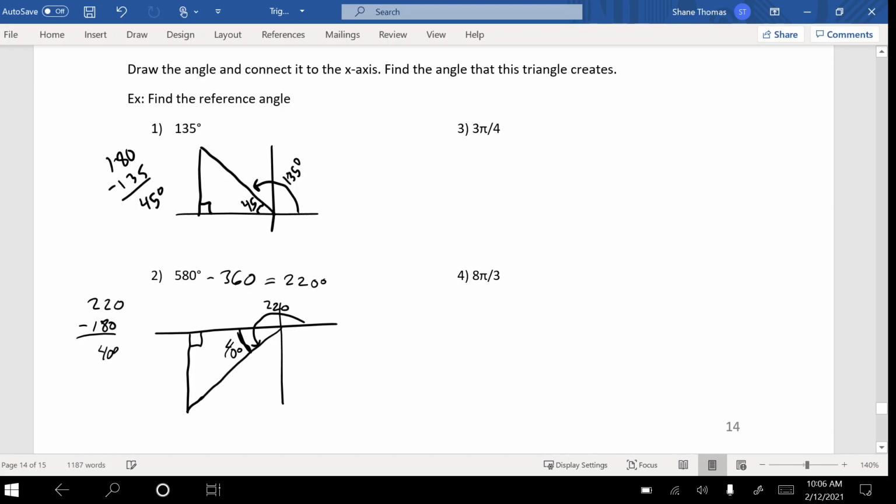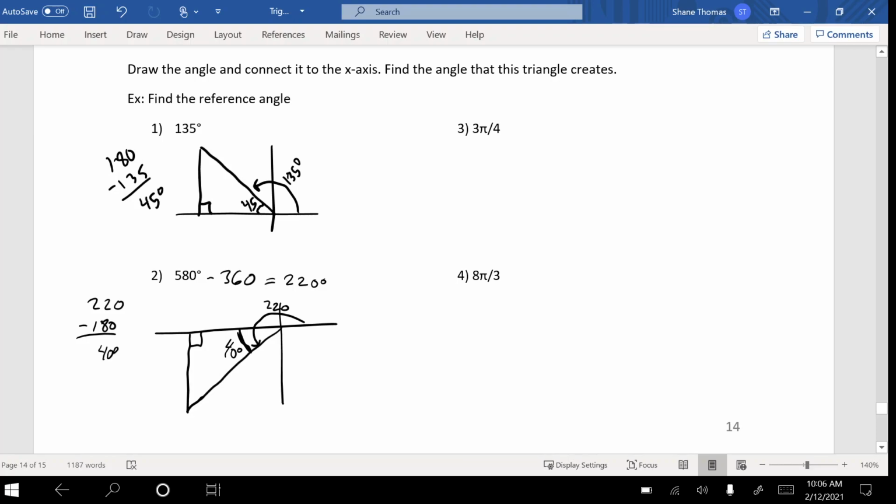The cool part about this too is, someone's probably sitting here thinking, what's this reference angle do? Well, instead of having to worry about 135 degrees, the sine of 135 degrees is going to be the same as the sine of 45 degrees right here. Same way here, the cosine of 220 is going to be the same as that of 40 here. We're just making numbers smaller so we can deal with them and make them easier. All right.